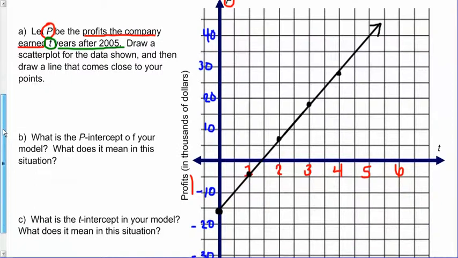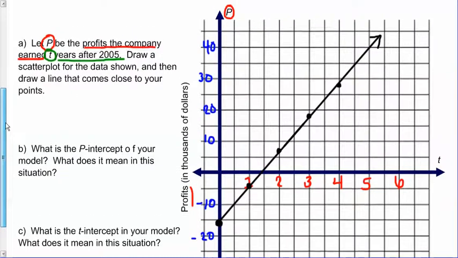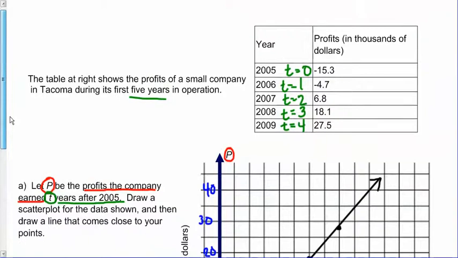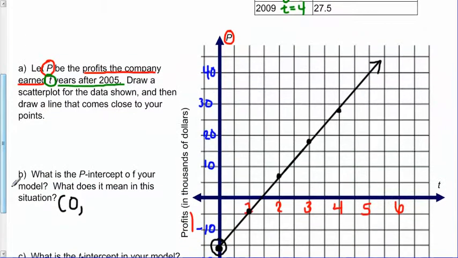So the first question is, what is the p-intercept of your model and what does it mean in this situation? Well, remember our p-intercept was down here, and that was actually one of the points we plotted. That was the point where in the horizontal direction we went 0, and if you remember from our table of values, that was at negative 15.3. So negative 15.3, that's our p-intercept.